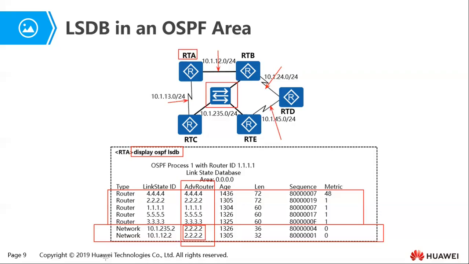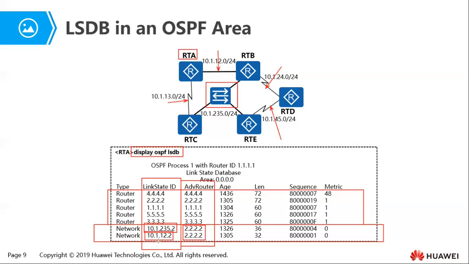So that's why we're having two network LSAs here. So I hope that is clear. If you look at the link state ID, you remember we said that the link state ID on a network LSA is the IP address of the link on the DR that produced that network LSA.